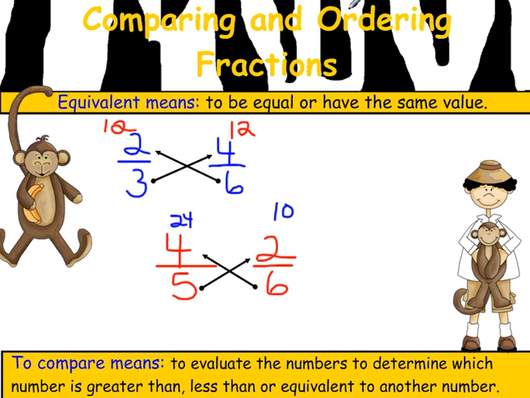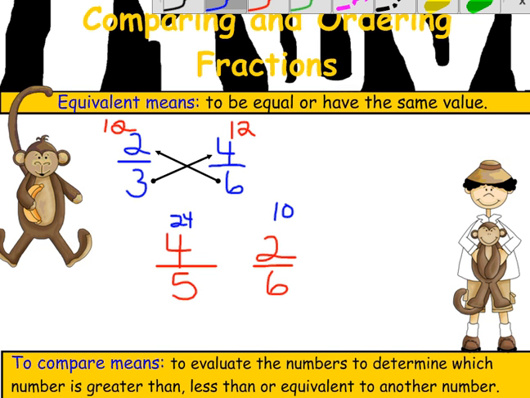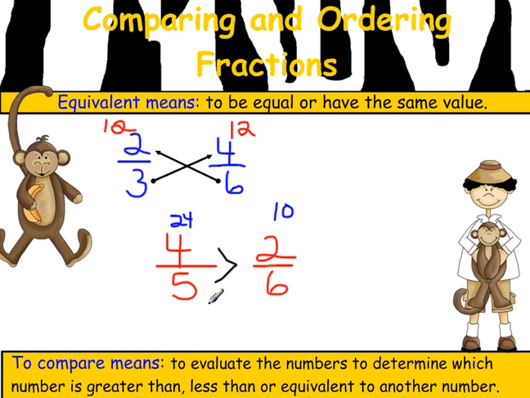So we would represent that with some comparing symbols. Most of the kids call these alligator mouths. I don't really like to use the term alligator mouth. When we read math, it's just like reading. We read left to right, and each symbol has a certain meaning, where this would be 4/5 is greater than 2/6.